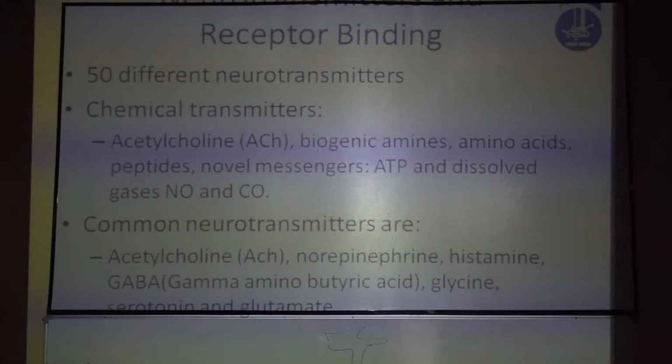And receptor binding: neurotransmitter and receptor. That is again repetition. When the vesicles are broken down, acetylcholine or any amino acid comes out and combines with the postsynaptic membrane receptor, right? So this is the story. There are a large number of neurotransmitters, like 50 of the most important chemical transmitters: acetylcholine, biogenic amines. You can read this. Common neurotransmitters are these, but some are excitatory and others are inhibitory. This is easy. You can read.